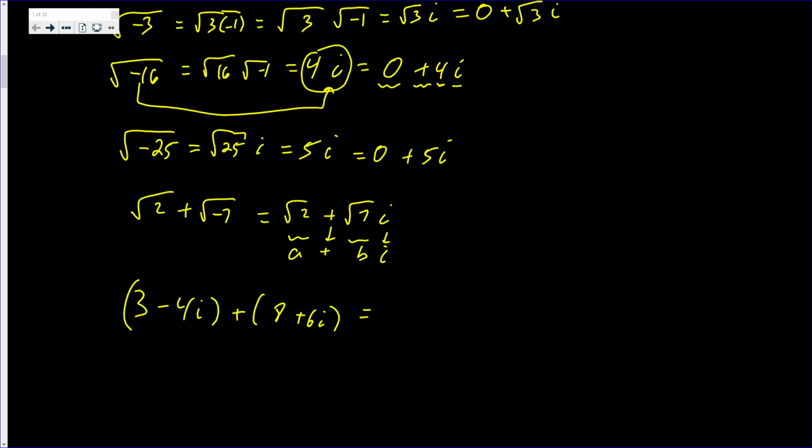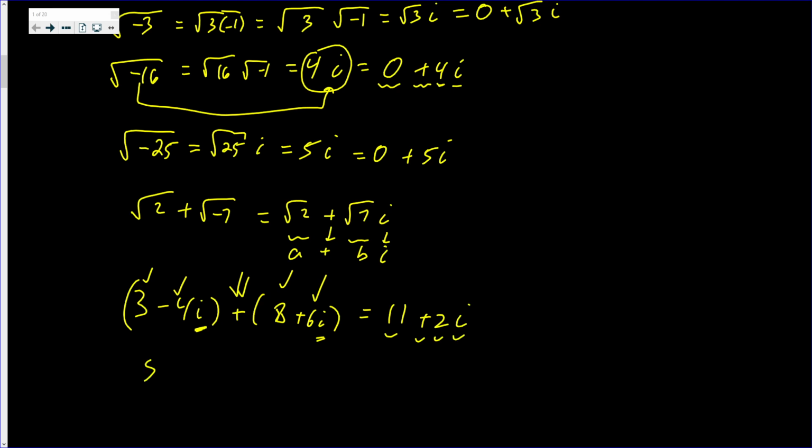Now, if you have 3 minus 4i, and you want to add 8 plus 6i, just add the real parts and add the imaginary parts. You can just think of I as a variable, if you like. That is, you add like terms. 3 plus 8 is 11. Negative 4i plus 6i is plus 2i. A plus bi.